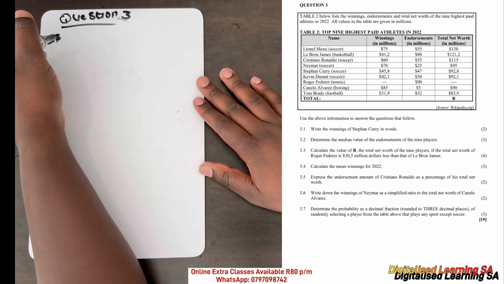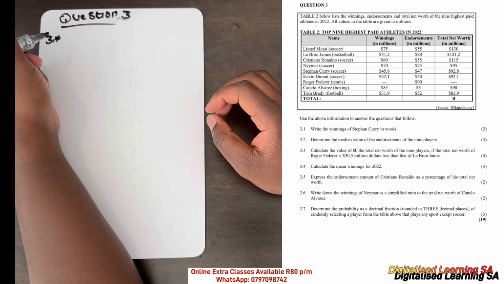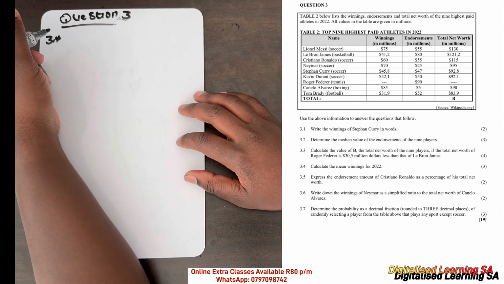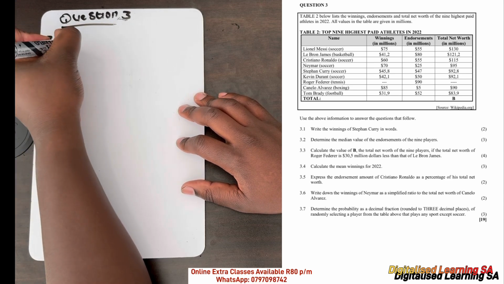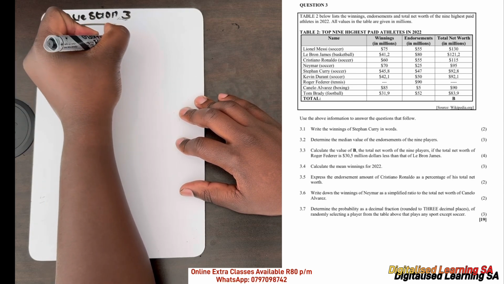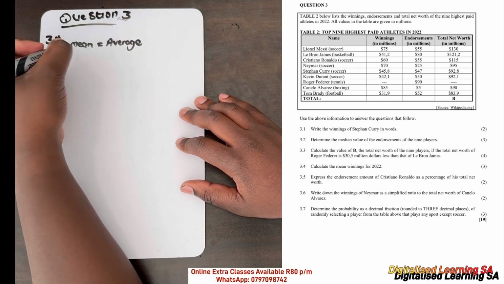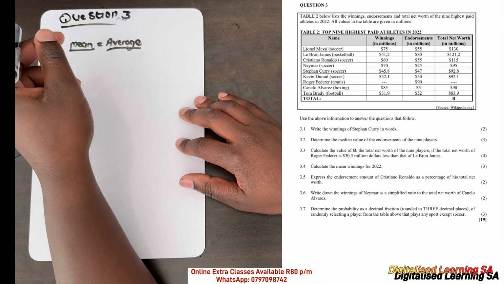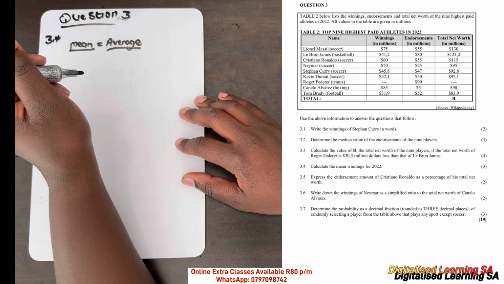Question 3.4 says calculate the mean winnings for 2022. So we need to calculate the mean winnings for 2022. We know that the mean is the same as the average. So if we are looking for the mean, it means that we are looking for the average, and with the average we just add everything up and then divide by the total number.